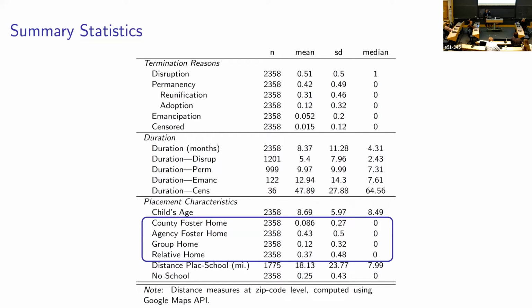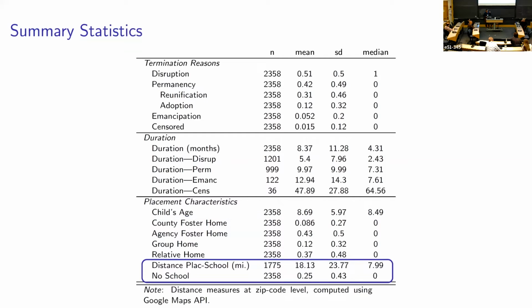And one of the key variables is going to be the distance to school. And this is impressive. In LA County, the first time I saw the data, I thought it was a mistake. I had to go back and ask people. On average, children are placed 18 miles away from their school, and that's a very long distance, even in LA County.